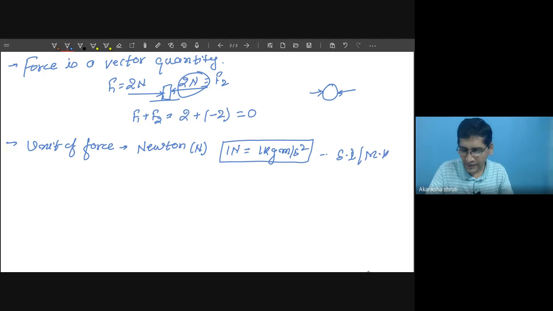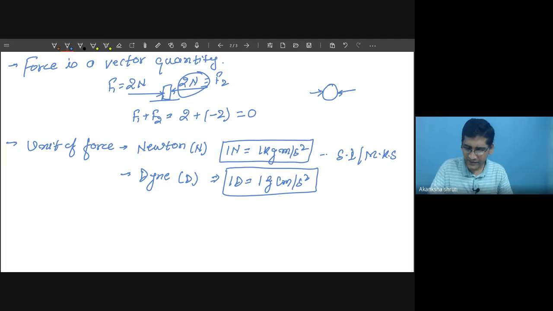SI or MKS unit. Students, if we consider the CGS system, then it is called dyne, denoted by D, in which 1 dyne is given by, in place of kg we need to take gram, in place of meter we need to take centimeter, and then per second square. How this is coming? This we will see from Newton's second law of motion. This is our CGS unit.